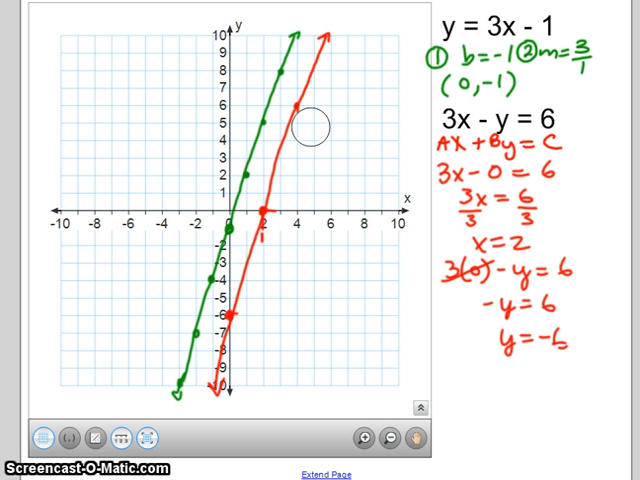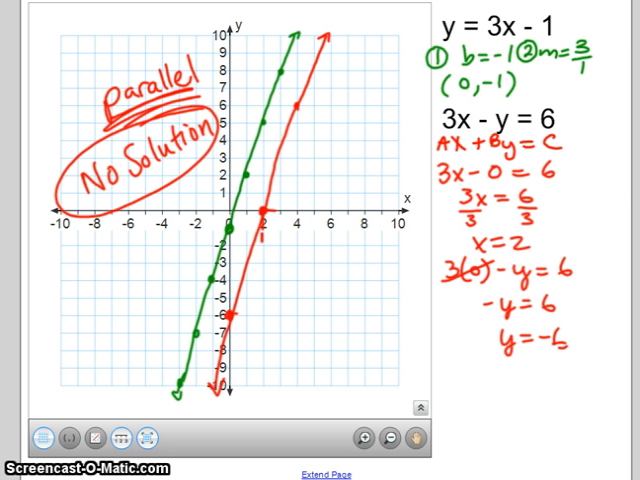If you notice, the lines do not intersect. What do we call that when lines don't intersect? Well, that's called parallel. Alright, they're parallel lines that don't intersect. So if they don't intersect, then we can't find a solution. Therefore, the answer will be no solution.